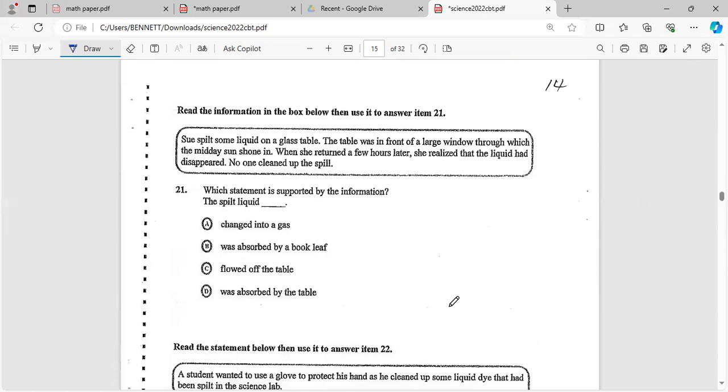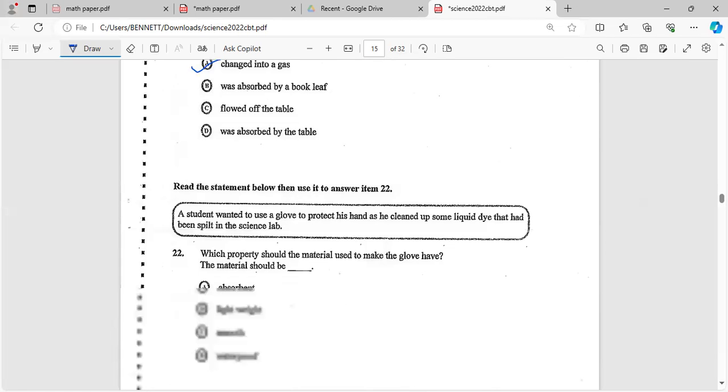Number 21, read the information below and use it to answer item 21. Sue spilled some liquid on a glass table. The table was in front of a large window through which the midday sun shone. When she returned a few hours later, she realized that the liquid had disappeared. No one had cleaned up the spill. Which statement is supported by the information? The spilled liquid A, changed into gas, B, was absorbed by a book, C, flowed off the table, or D, was absorbed by the table. And for 21, that would be A, changed into gas. The sun did that, guys. All right, let's move on.